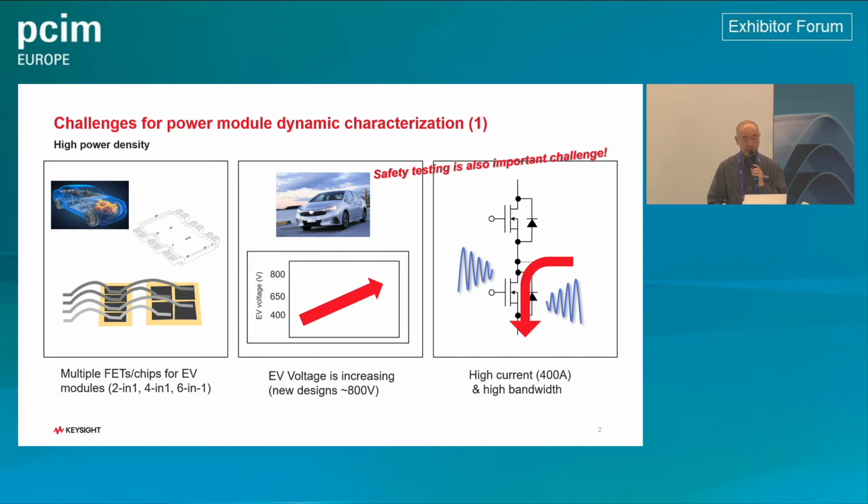But current is already high, even for the electric vehicle powertrain, like 400 amps. But if you use the wide band gap power module, which runs very, very fast, you may want to capture the current with a very high bandwidth. So it's not so easy to characterize the power module. And because of its high power density, safety testing is another important challenge.